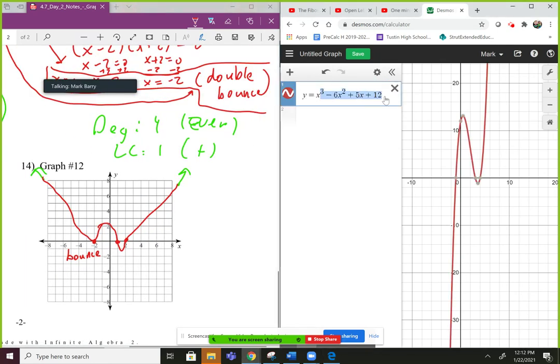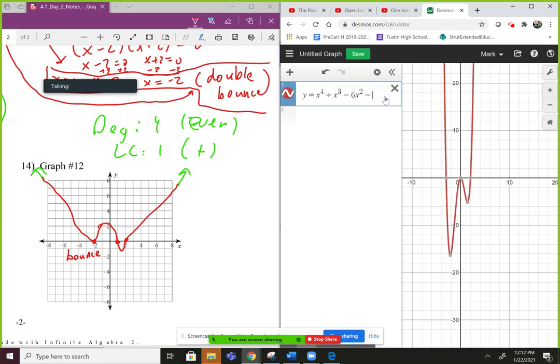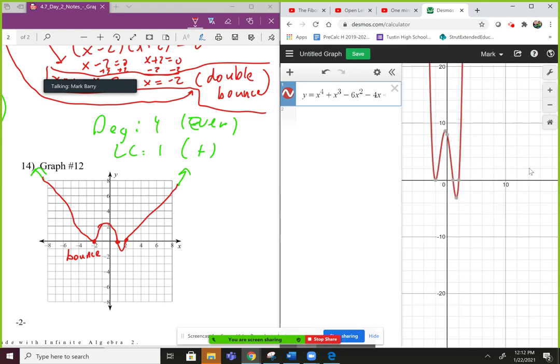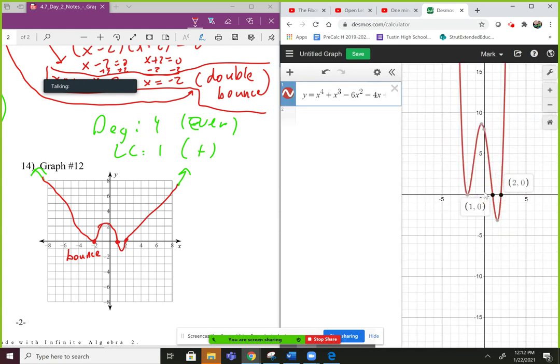Let's check this one out in the Desmos to see if it works. All right, so we got a big W looking thing there, just like we got. You see how it bounces there at negative 2? It never goes below right there. It does go below at positive 1. And then it goes back above at positive 2. Let me zoom in here. There you go. All right. Cool.